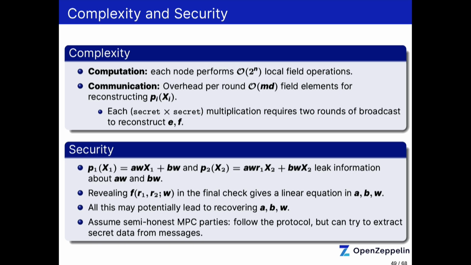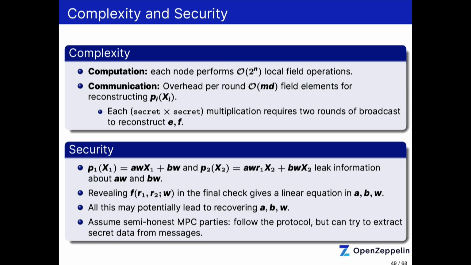There are many problems here. First of all, the fact that the nodes reconstruct those partial polynomials actually leaks information. They will learn A times W and B times W. So they do not learn A, B, and W explicitly, but they learn the multiplication of those two, and they can potentially extract some value from this. And even worse, each of the nodes learns the final evaluation of the polynomial at a certain fixed value. Now this already gives you one linear equation in A, B, and W. So if you can generate more equations like this, you can potentially also recover the coefficients or the witness.